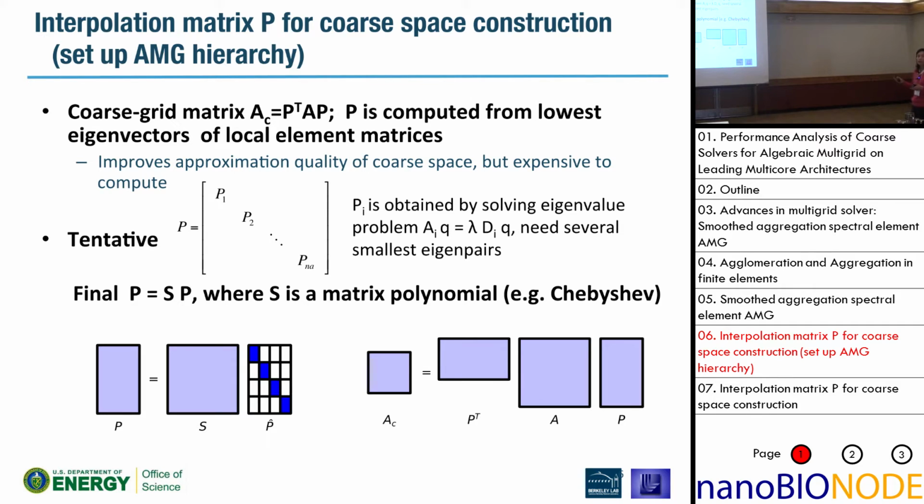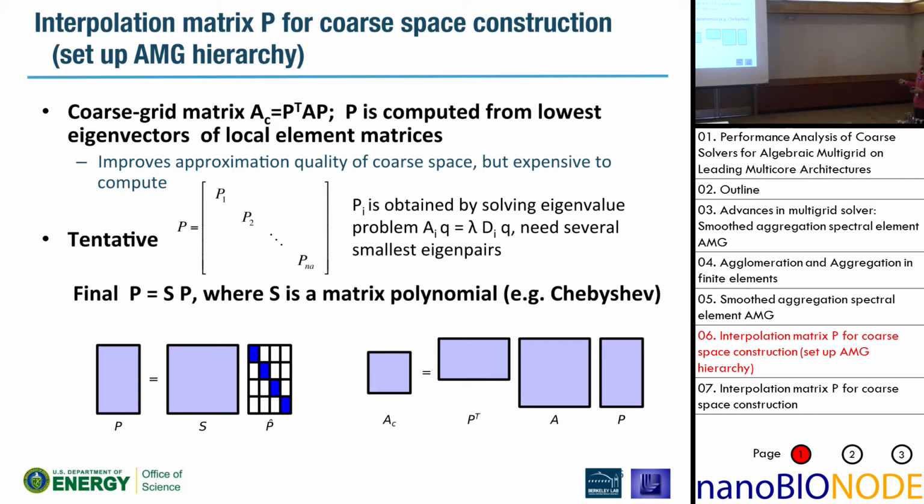So for the hierarchy, as I mentioned, the hierarchy is fairly involved and expensive in this multigrid solver. What you need to do is find this P matrix, the interpolation matrix, so that your coarse-grid matrix, P transpose AP, has a smaller dimension. In this particular spectral element method, P is computed from the lowest eigenvectors of each of the aggregate local element matrices. So each of these P_i is a small eigenvalue problem. They are independent, entirely parallel.